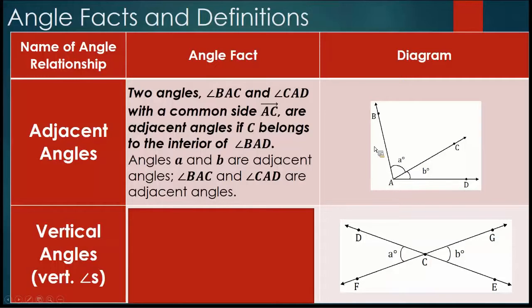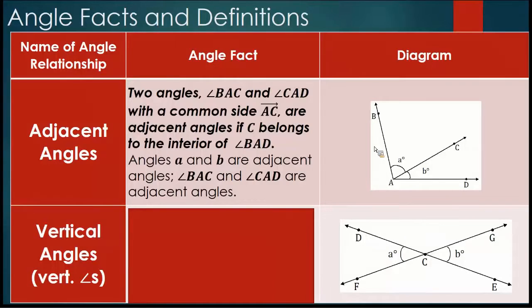Vertical angles. For vertical angles, as we see in the diagram, we have two lines that form an X. The X can be as narrow as we want, or as wide as we want. No matter how narrow or how wide we make this X, the opposite angles will always be the same. There is nothing that can change that.